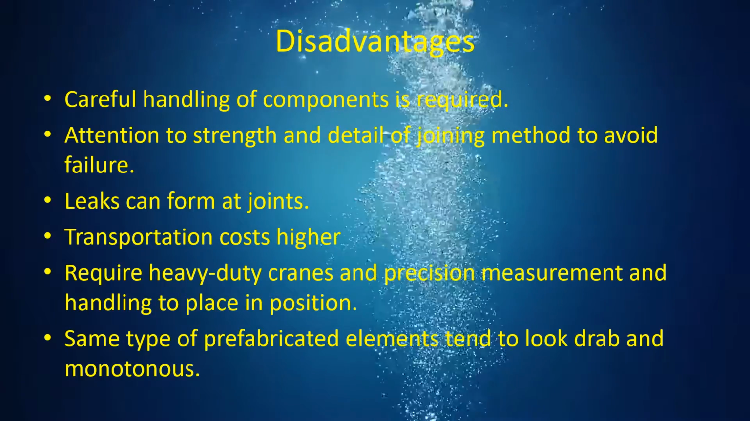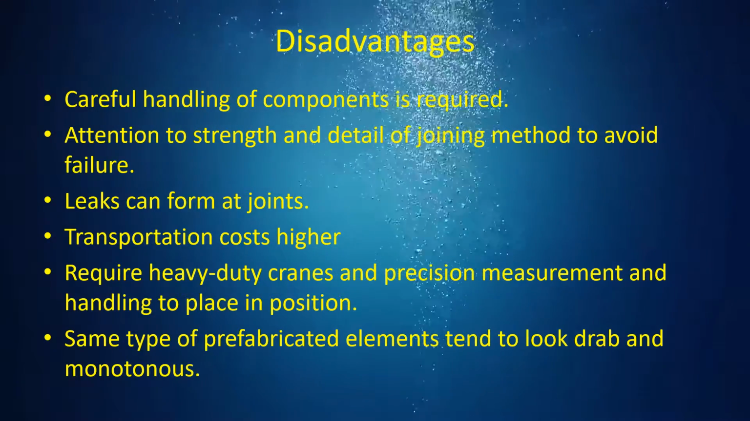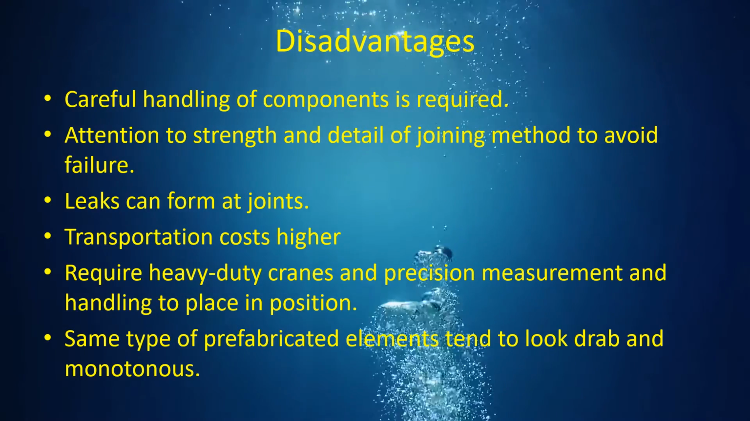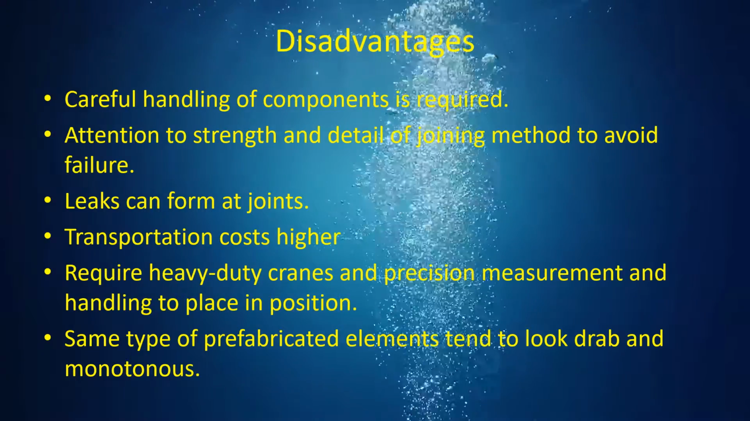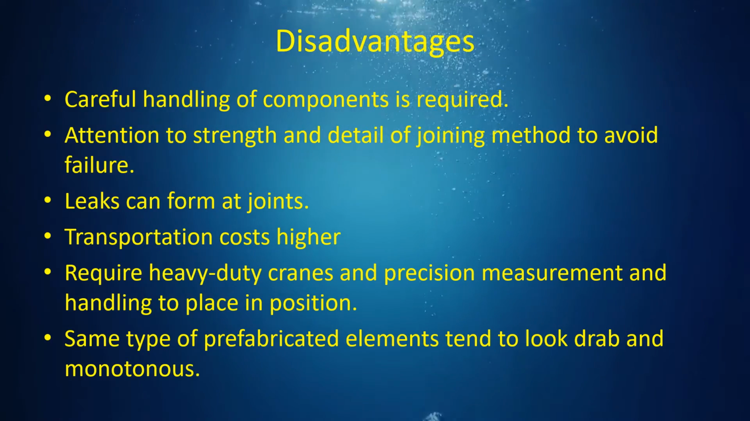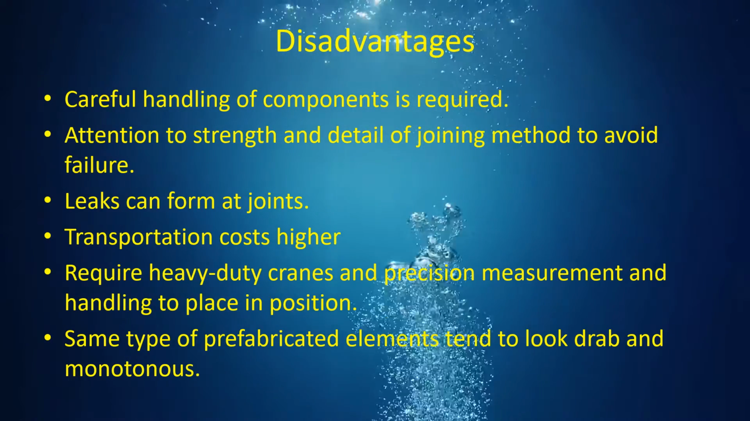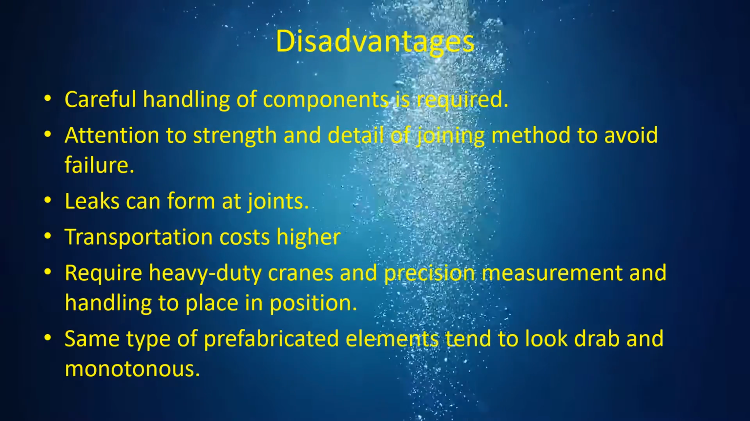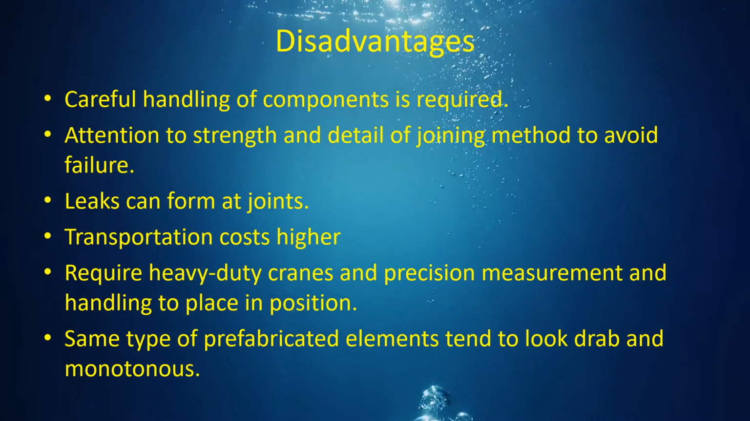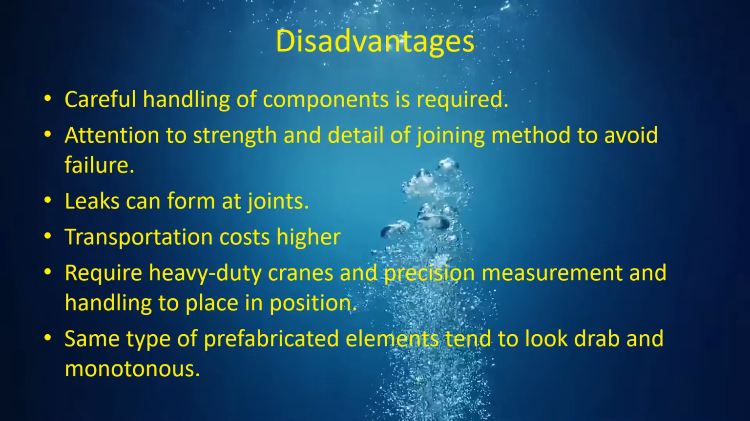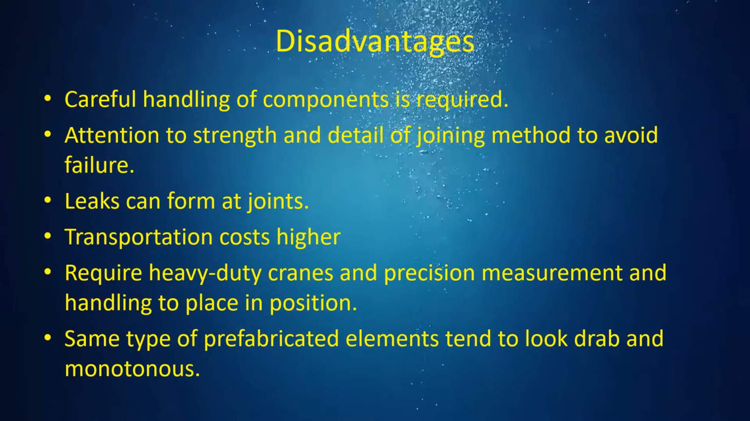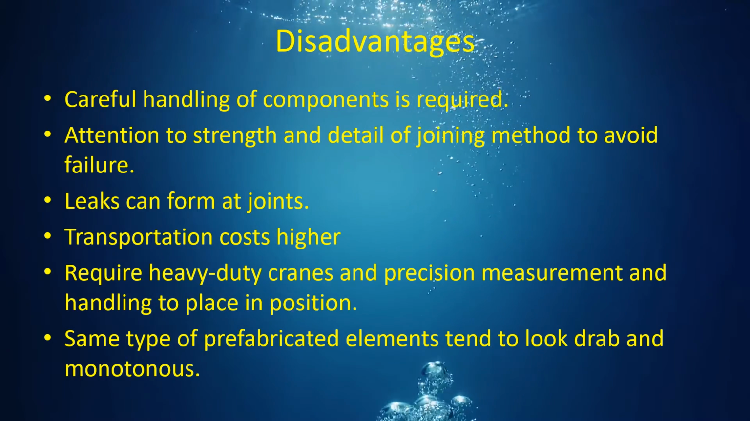The disadvantages. Number 1. Careful handling of prefabricated components is required. Number 2. Attention has to be paid to the strength and the detail of the joining method to avoid failure. Number 3. Leaks can form at joints. Number 4. Transportation costs may be higher. Number 5. Large prefabricated sections require heavy-duty cranes and precision measurements and handling to place in position.